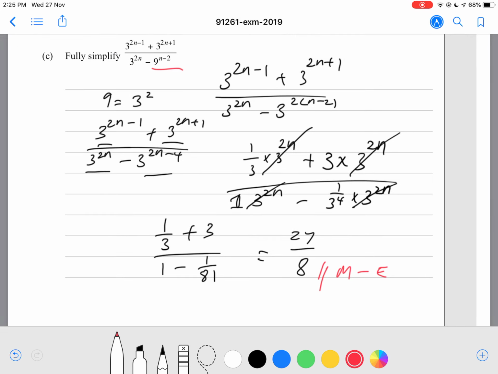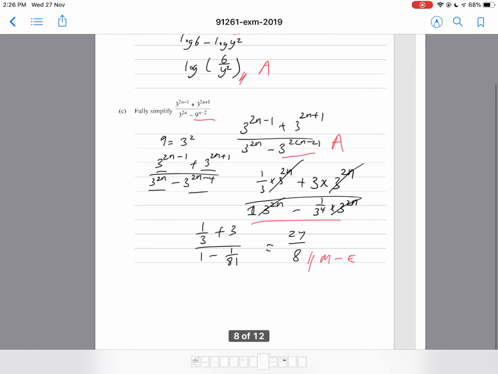But in terms of getting a grade, you could get an achieved grade just by simplifying, by breaking the 9 down into 3 squared. Just by doing this step, you could potentially get an achieved, I'm not sure. Perhaps another grade for being able to work out the next step, but I'm not too sure about the grading. But 27 over 8 would be your final answer for this question.